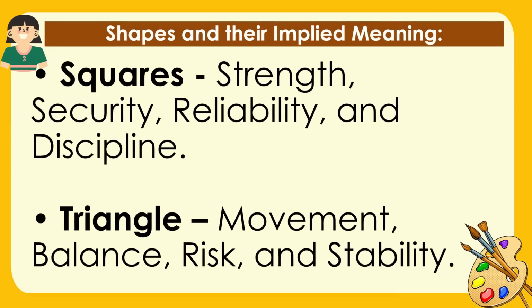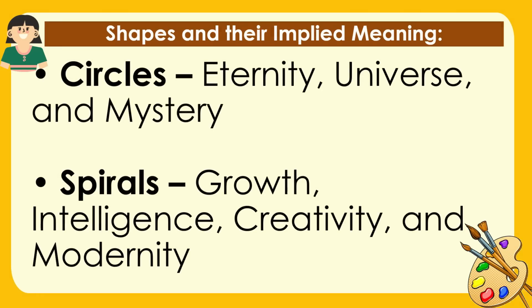Shapes and their implied meaning: squares, strength, security, reliability, and discipline. Triangle, movement, balance, risk, and stability. Circles, eternity, universe, and mystery. Spirals, growth, intelligence, creativity, and modernity.